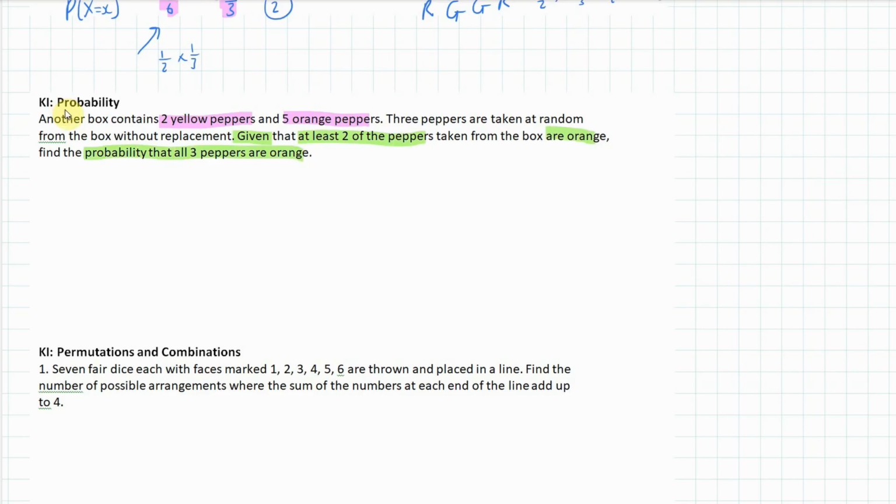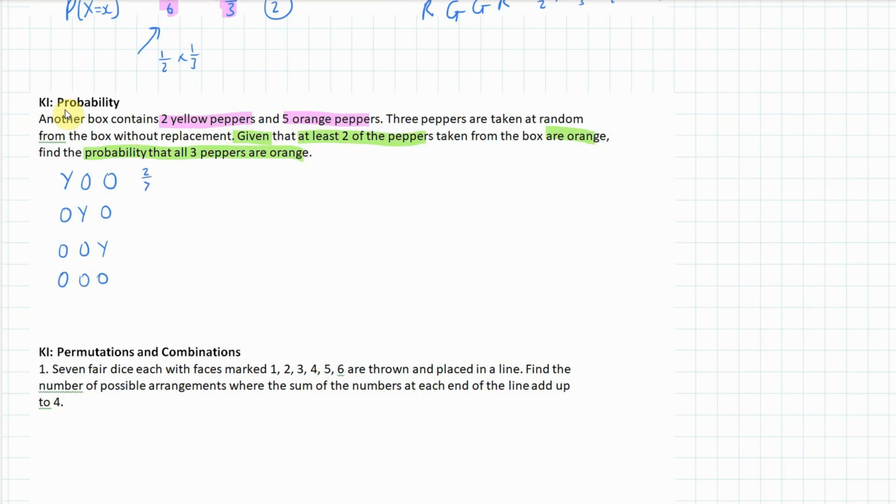Okay, so we've got to think about the different options here. You could go yellow, orange, orange. Or you could go orange, yellow, orange. Or you could go orange, orange, yellow. Or you could go orange, orange, orange. Okay, so those are our different options.